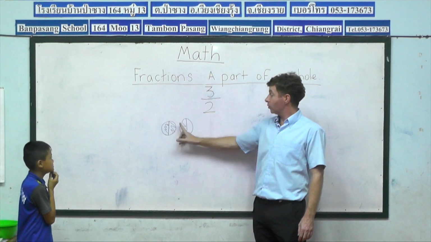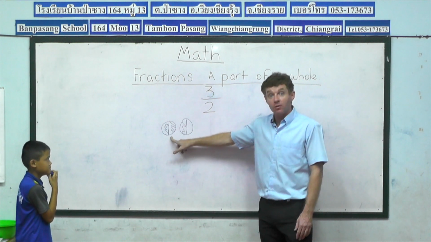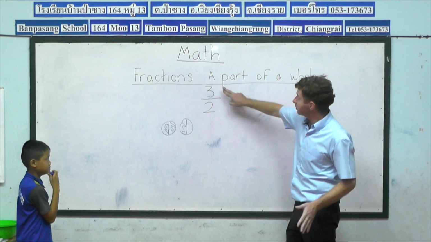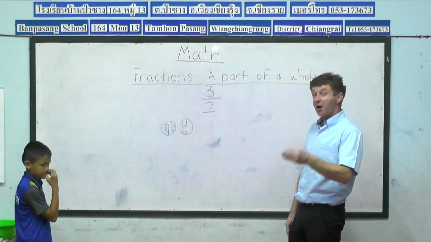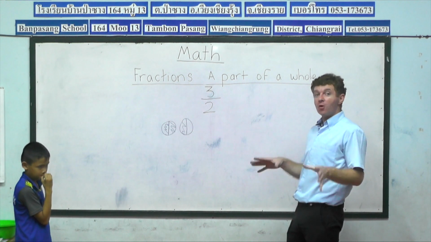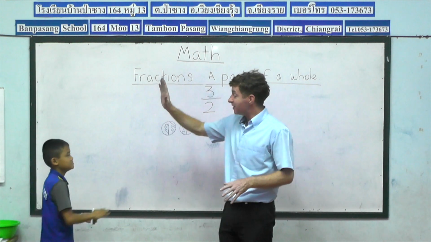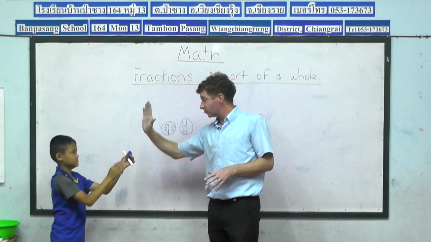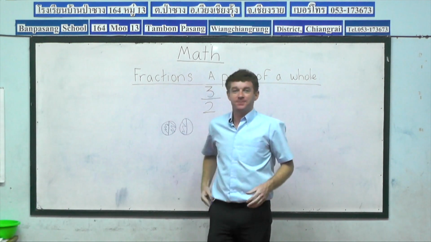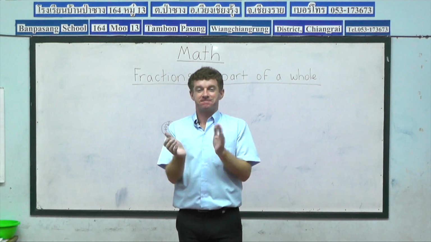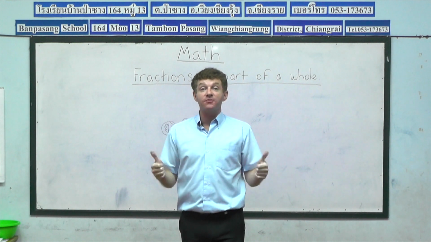1, 2, 3. Well, how many parts to our circle? 2. And this is what we mean by 3 over 2, or 3/2. And that's what we call an improper fraction. Chu, that was excellent. High five and a big round of applause for Chu, please, guys. And a big round of applause for everybody doing a great job.